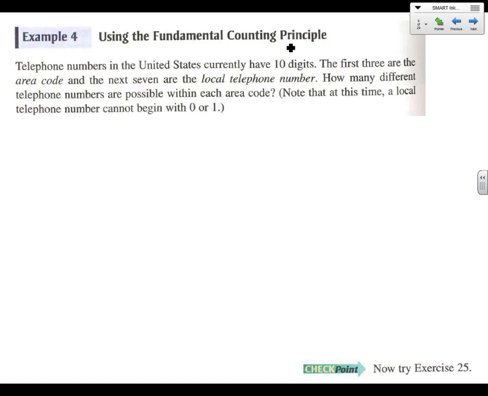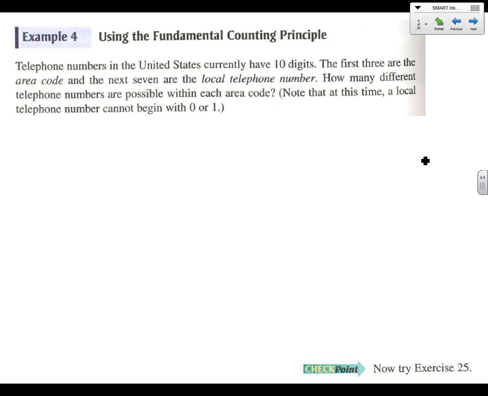All right, using the fundamental counting principle again, we have 10 digits in our telephone numbers here in the U.S. First 3 are area codes, next 7 local telephone number. You guys know that. How many different telephone numbers are possible within each area code? At this time, a local telephone number cannot begin with a 0 or a 1.